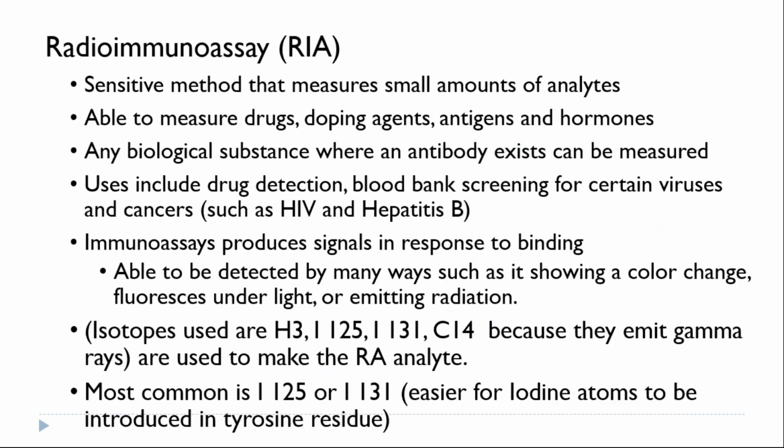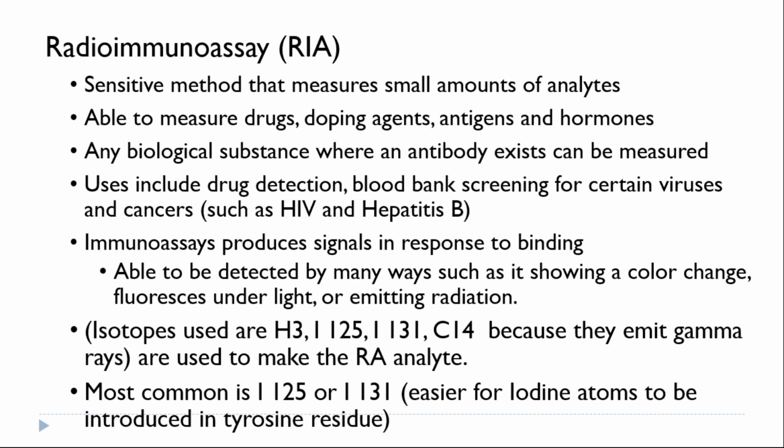The radioimmunoassay is a form of competitive ELISA, but instead of using an enzyme, we use a radioactive component, and generally we use tritium, that is H3, or we use iodine 125 or iodine 131 or carbon 14. So this is a very sensitive method. It is much more sensitive than the substrate-based or the enzyme-based assays.